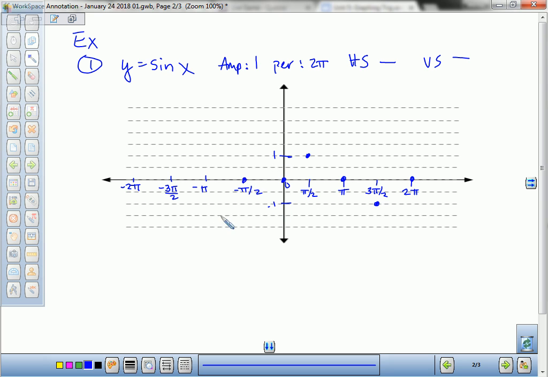All right, so that's how we first learned how to graph sine.